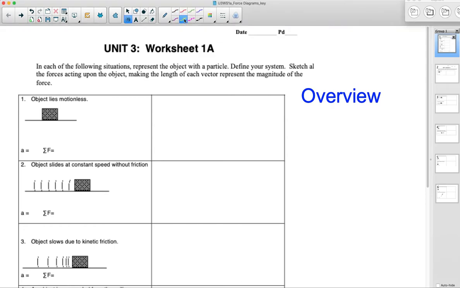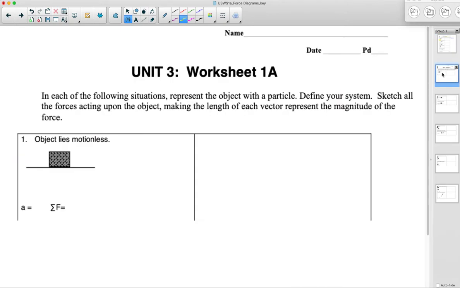Look at worksheet 1A, which is dealing with some force diagrams. Before we get too far into this, make sure for each one of the problems you put a dotted line around your object, which defines your system. Make sure that you state whether the acceleration is 0 or not 0, and if the net force is 0 or not 0, or state what the actual net force is. So we'll go ahead and jump into problem number 1.